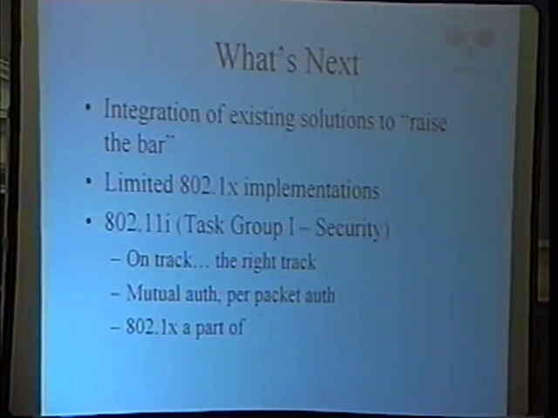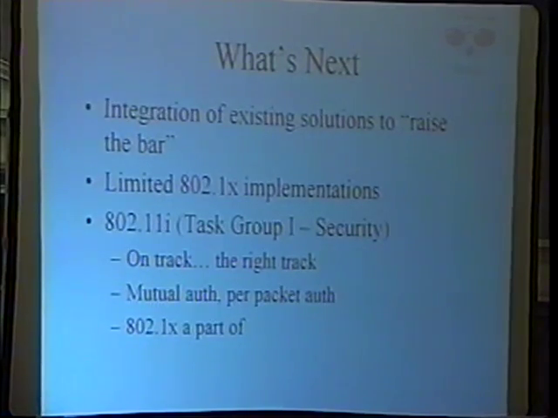802.11i is the task group formed to try and throw together all the security issues that popped out with 802.11. They are, in my mind, on the right track. A bunch of smart people, they understand what they're trying to get done, and they are really going to solve some problems by the time the I task group is done.